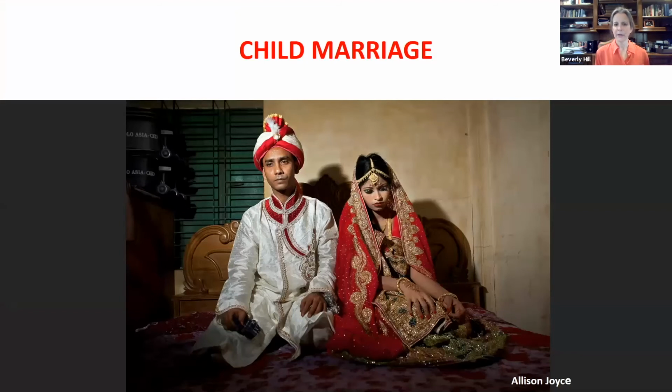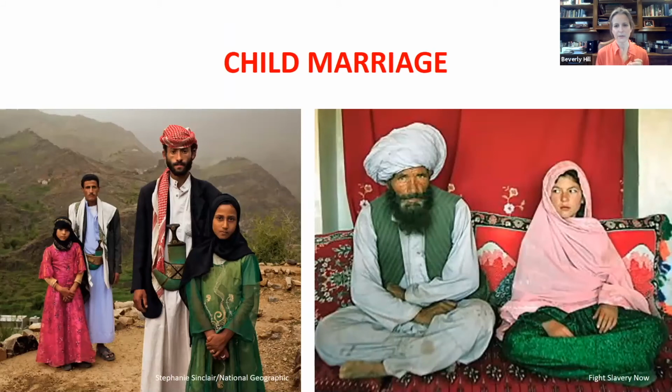Next, we have child marriage. You can imagine that if there are more bachelors of marriageable age than women of marriageable age, all the women get snapped up. You still have some leftover bachelors, so they look to younger women, to girls, for brides. You can see the groom there is much older than the bride. And here again, you see some examples of child marriage. This obviously is not a relationship of equals. The older males here have the decision-making power and the control.